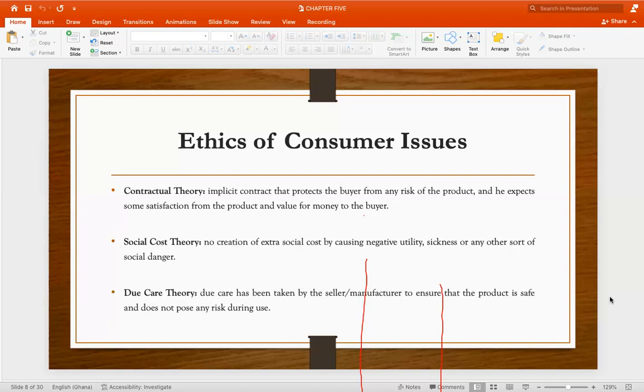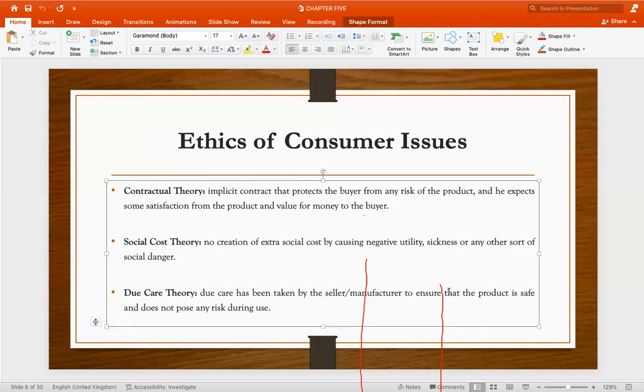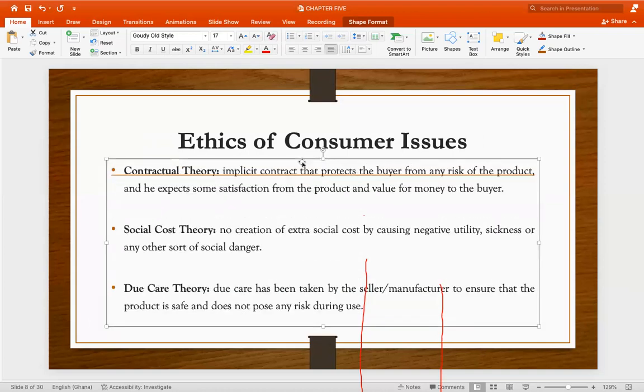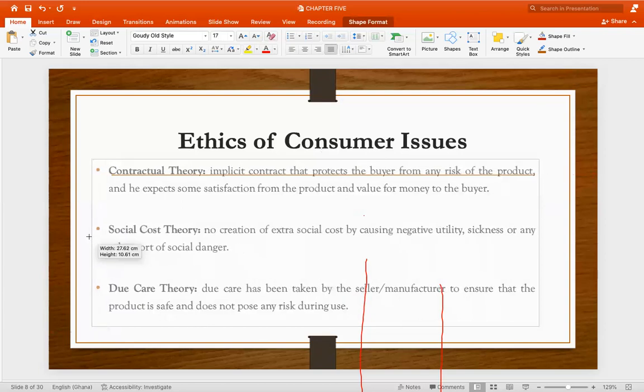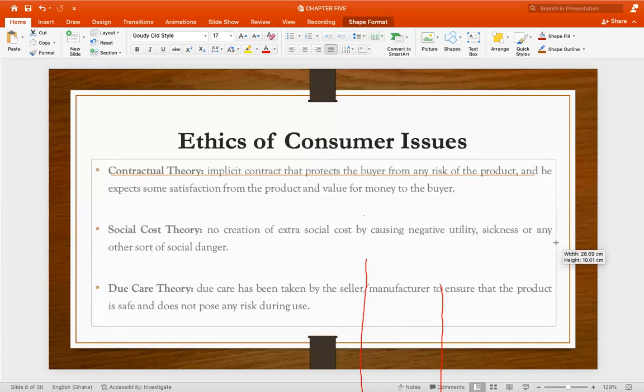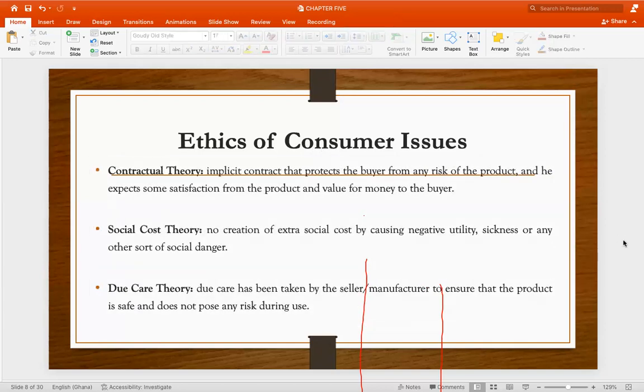When we talk about consumer issues, we're looking at principles and values that guide how businesses and organizations interact with consumers and the responsibilities they have towards them. Those responsibilities towards the consumers are a form of contractual responsibility that the manufacturer or the seller has for the buyer. These have been grouped into some theories.